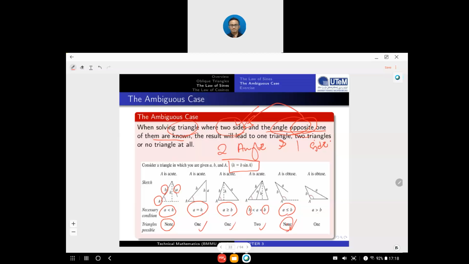Okay, and then when A is greater than B, you only have one triangle. So make sure you first identify how many triangles exist in your solution. If you have two triangles, your answer must give two triangles. Dia akan double lah jawapan dia. So how to get two triangles? 180 minus the angle that you get.